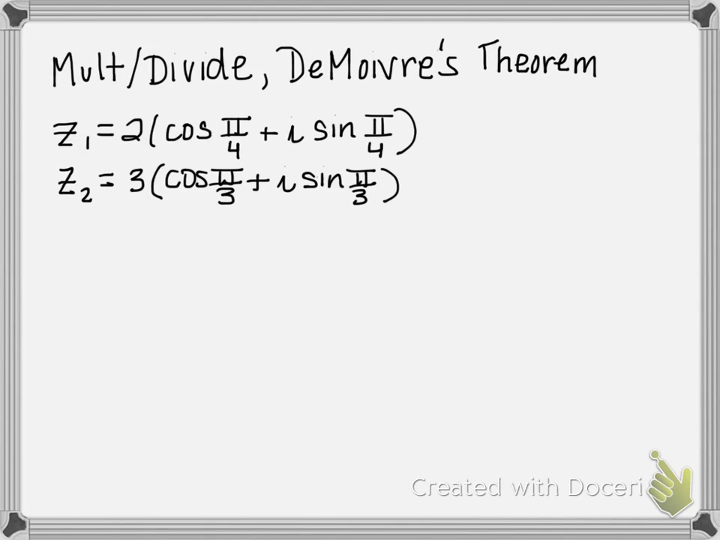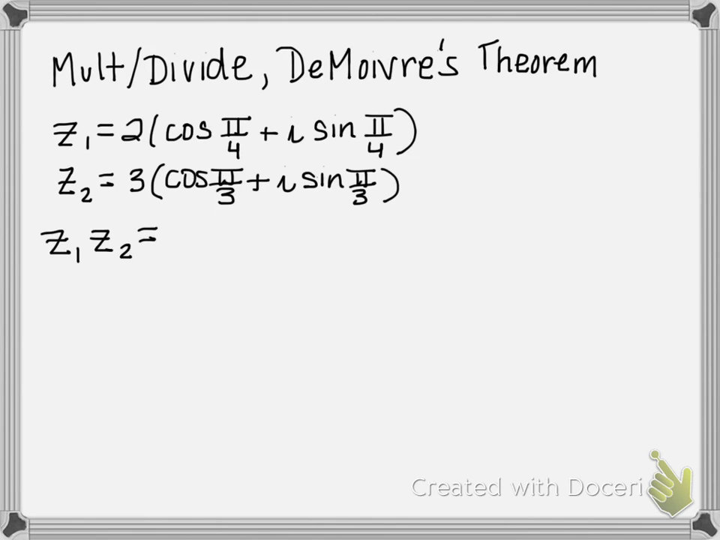This is a review of Chapter 6, Section 6 on complex numbers and trigonometric form of complex numbers. The first thing that we're going to look at is multiplying and dividing complex numbers. If I've got a complex number z1 and a complex number z2, I'm going to multiply those. So that would be z1 z2, just looking for the product.